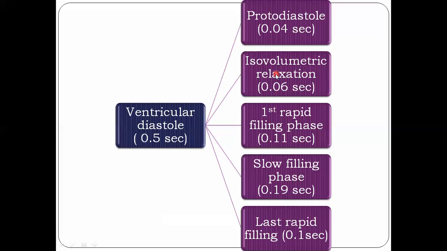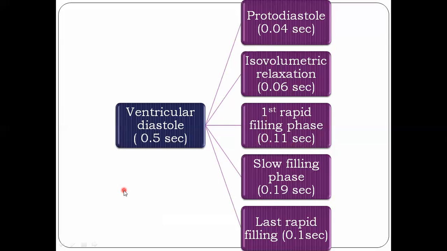Why? Because the ventricle keeps relaxing as a closed chamber. So when the ventricle keeps relaxing, the intraventricular pressure drops, right? Now, the AV valves open at the end of this isovolumetric relaxation. Now, what is the next phase? We have the first rapid filling phase. The duration is around 0.11 second.